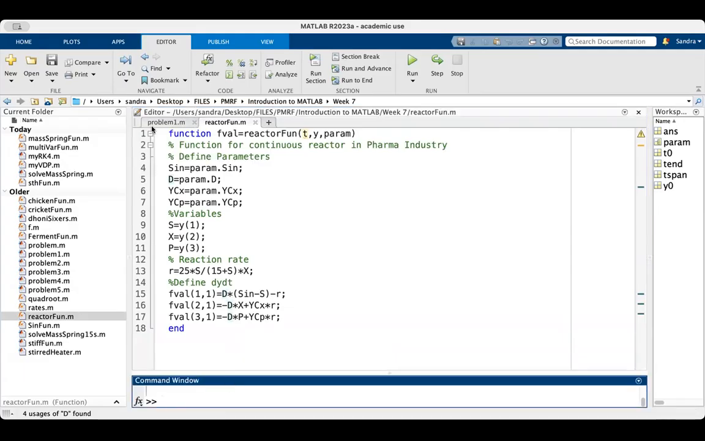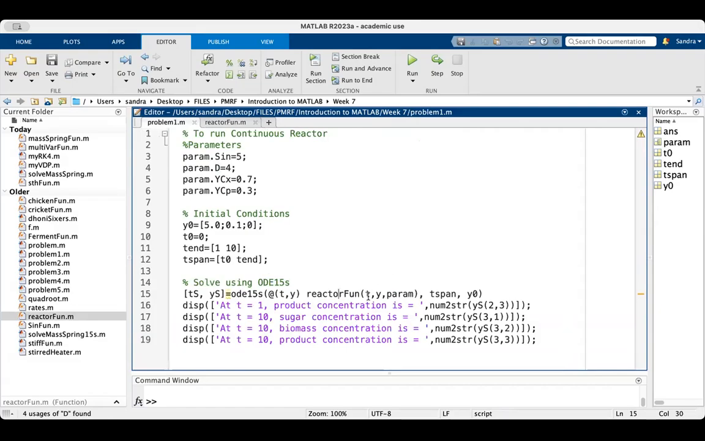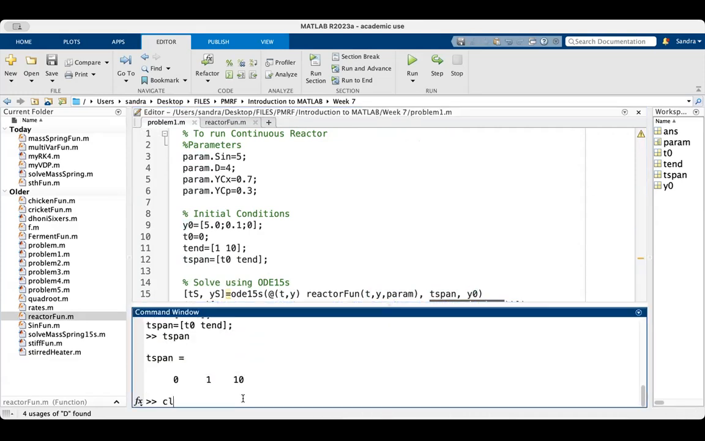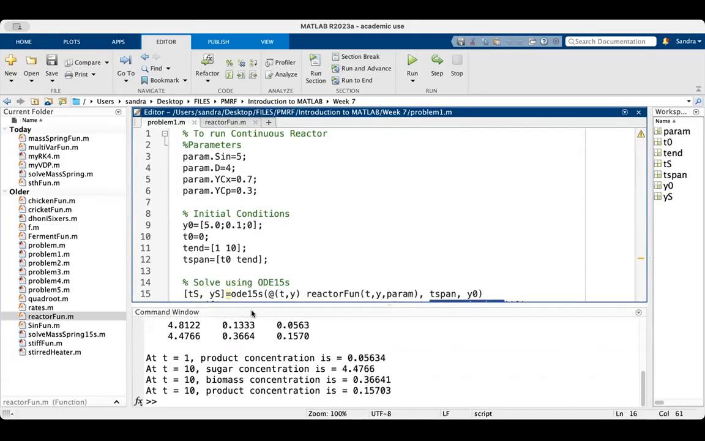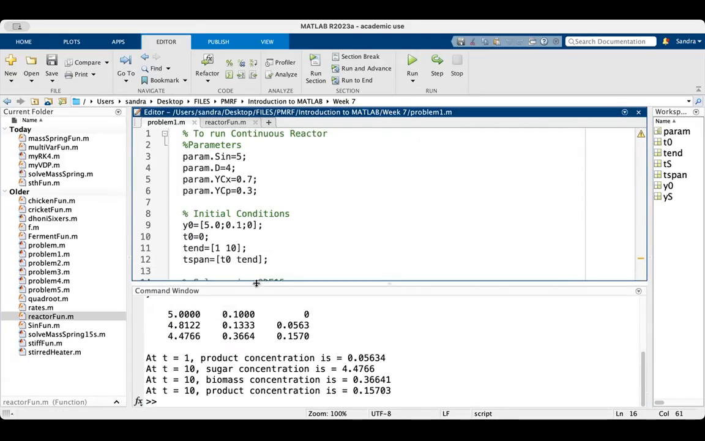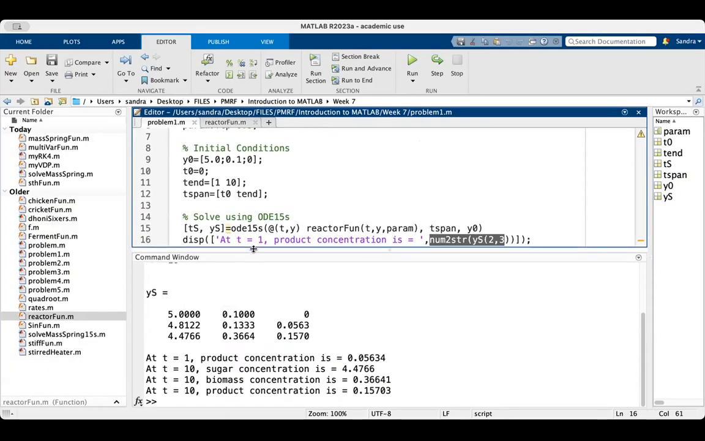Now what we do is, we call my reactor function with T, Y, and I also send this parameter here. T span is 0, 1, 10, and my initial Y0 value. So whatever is required in the question, I am extracting that particular index. We'll see that, but before, let me just clear the command window and run this.